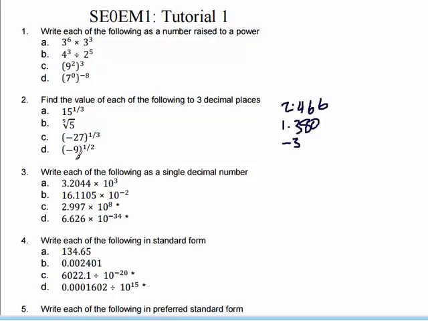Part D. What times itself is going to give you minus 9? Well, 3 times 3 will give you 9. Minus 3 times minus 3 will also give you 9. So we've got a problem here. What we're really looking for is the square root of 9 times the square root of minus 1. The square root of 9 is plus or minus 3. The square root of minus 1 is defined to be i, the letter i. And this means that this is an imaginary number. So the answer is plus or minus 3i.